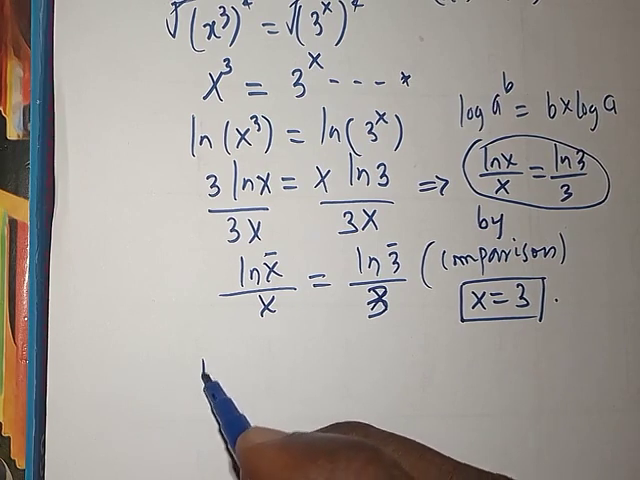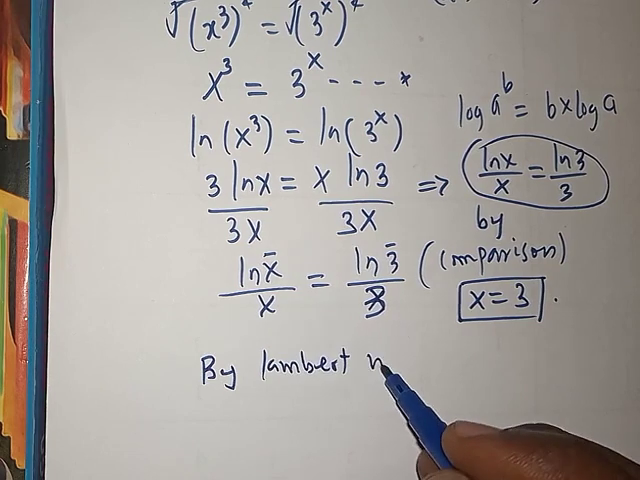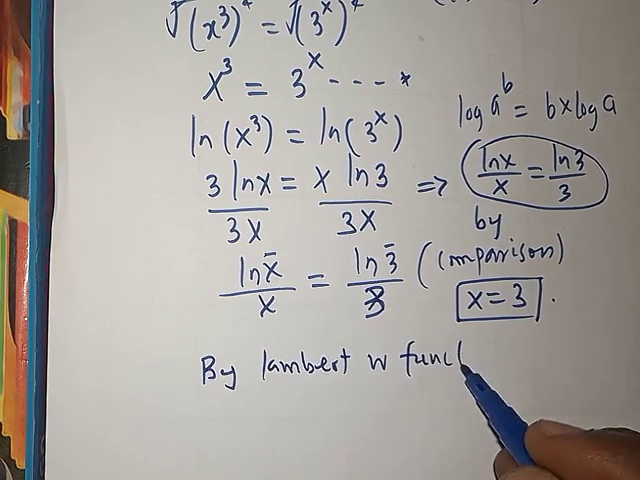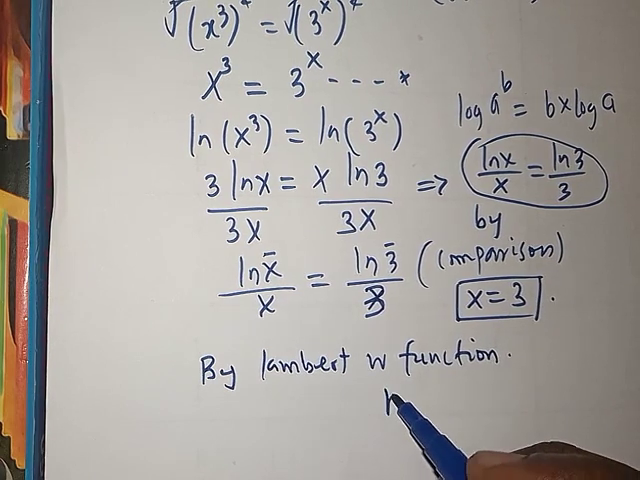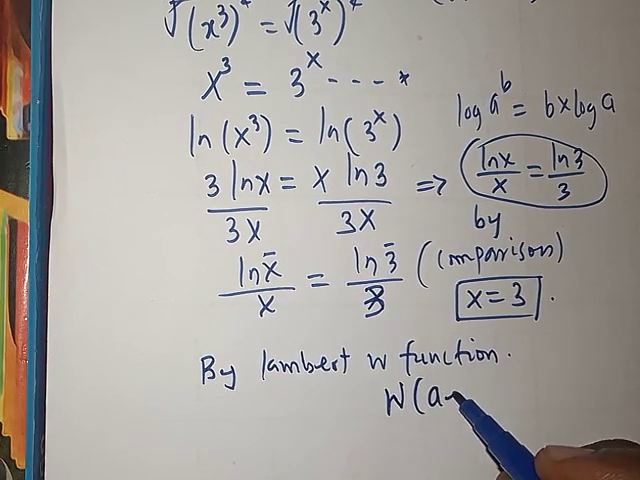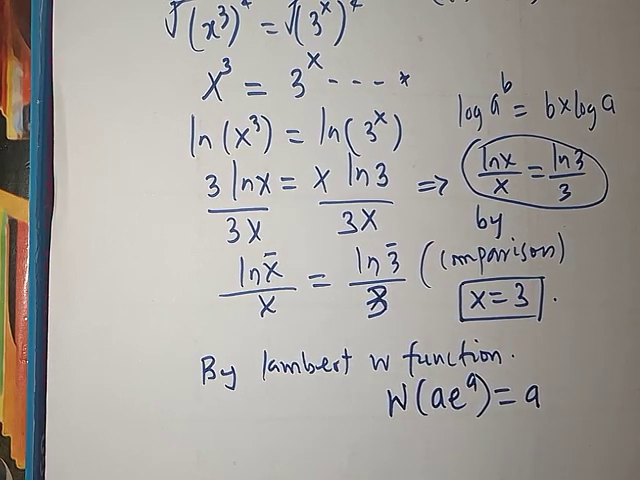So now by the Lambert W function, we have that W of a e to the a will give us a. Okay, so now from there, what are we going to do? We are going to rewrite this as that.